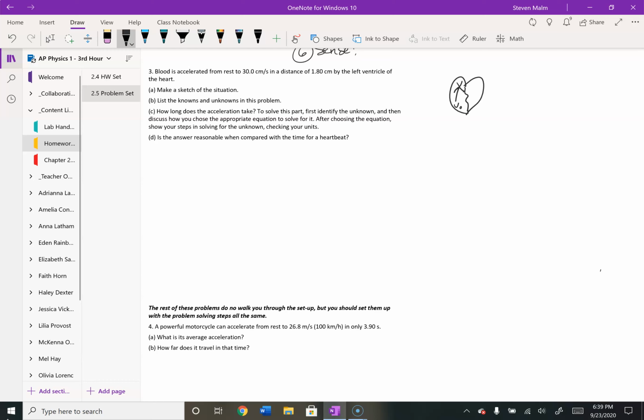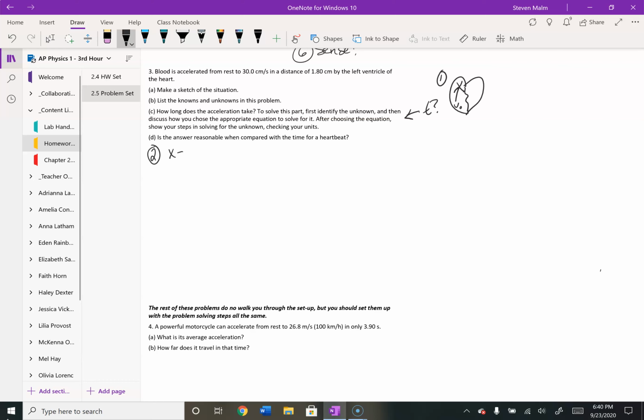The question that we're going to answer is actually part C. So it says, how long does this acceleration take? So it looks like we're going to be looking for time. All right, so I'm going to start, and I'm sorry, my diagrams are terrible, but I drew a diagram.